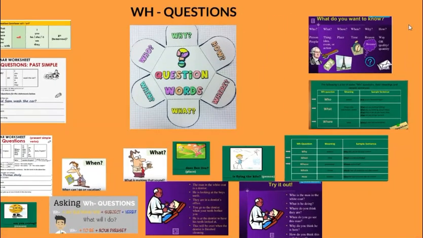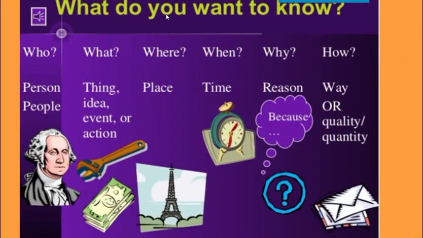Look at this chart. What do you want to know? As I told you, when you want to know specific information, here we have the WH words who, what, where, when, why, and how. When we use who, we are asking about a person or people. When we use what, we are asking about a thing, idea, event, or action. When we use where, we are asking about a place. When we use when, we are asking about time. When we use why, we are asking about a reason. With how, you are asking about the way, quality, or quantity of something.